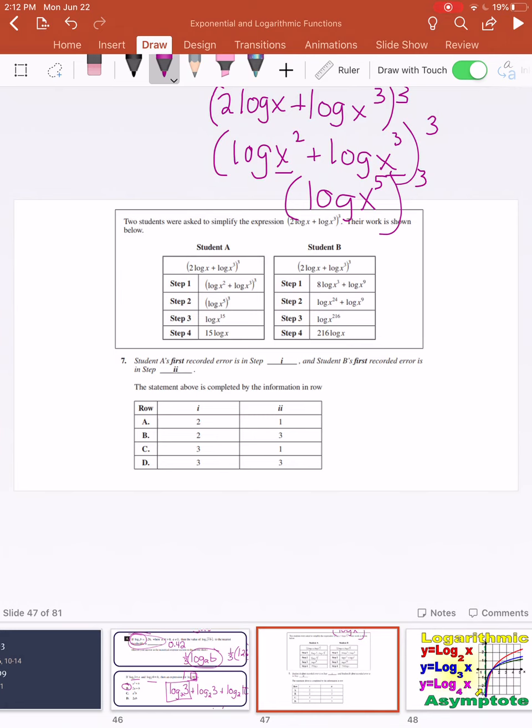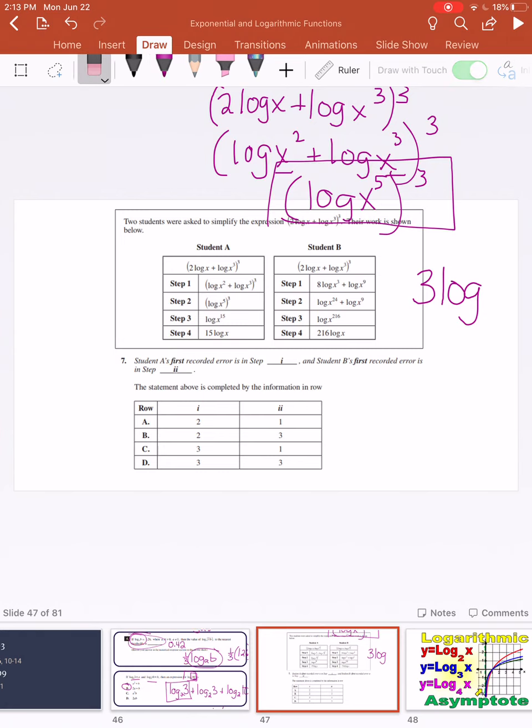From here, this is as far as I can go, as I can't bring the 3 in front. The reason I can't do that is because that 3 doesn't apply just to the argument, it applies to the entire expression. I also can't just multiply it into the 5 there because, again, it doesn't apply just to the argument, it applies to the whole expression.